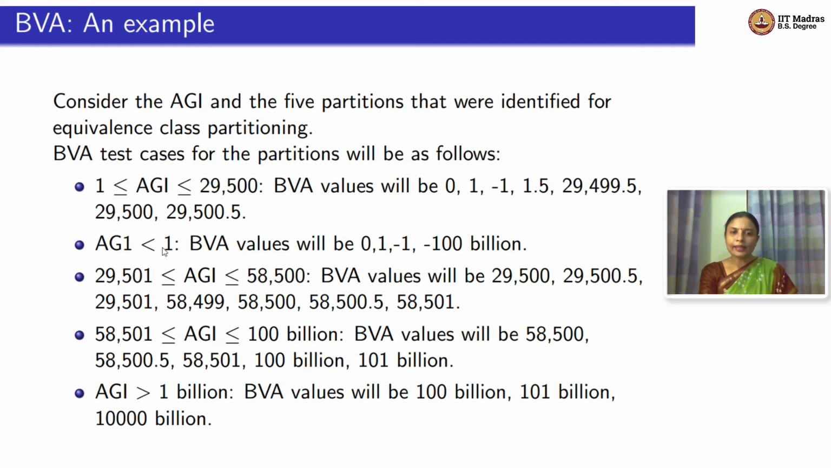Similarly, for less than 1, you could come up with boundary values. For the second slab, you can come up with boundary values. Third slab, you can come up with boundary values. And for the fourth slab, which is invalid, again, you can come up with boundary values. Software should be able to handle all these properly. Whenever it's not realistic, it should have exception handling procedures.